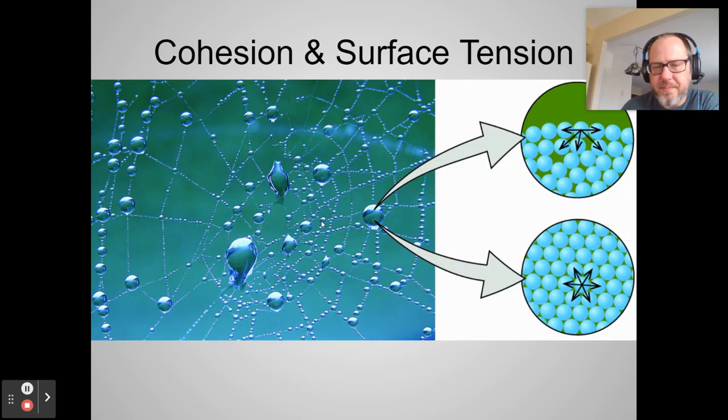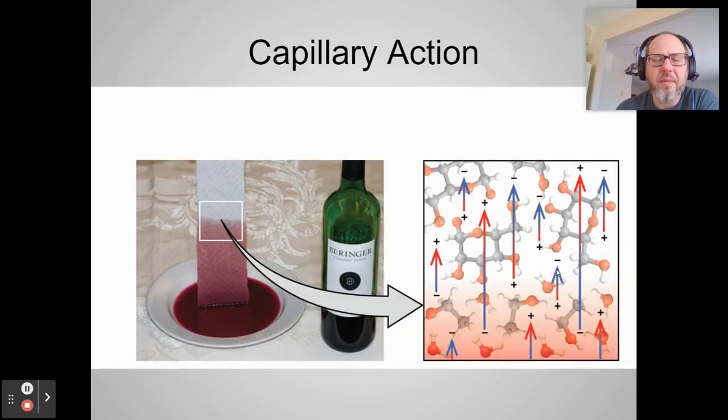And so let's look at this. If you look at the surface tension idea here, the molecules on the surface are attracted to each other, and then the cohesion is the molecules being just attracted to each other, right? Capillary action, illustrated here, where you put a paper towel in a bowl of wine, right? The wine will crawl up the paper. And the reason why is a combination of adhesive and cohesive forces.